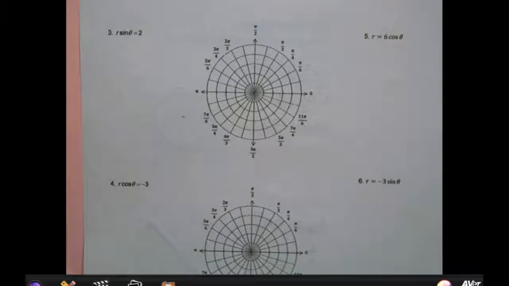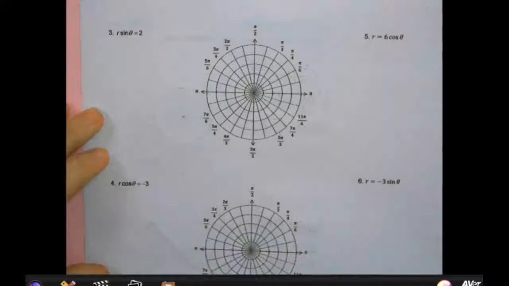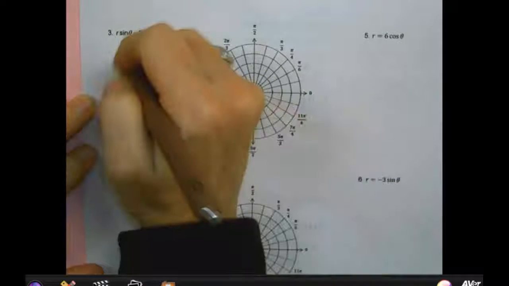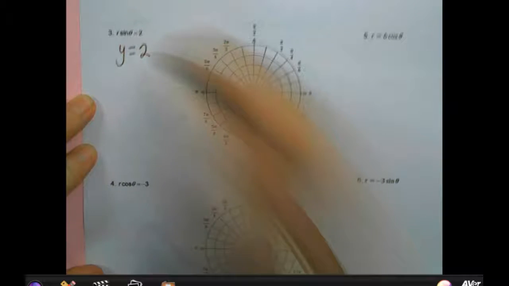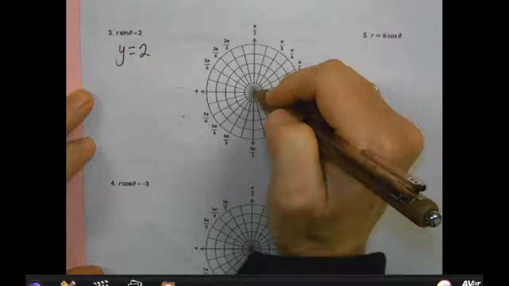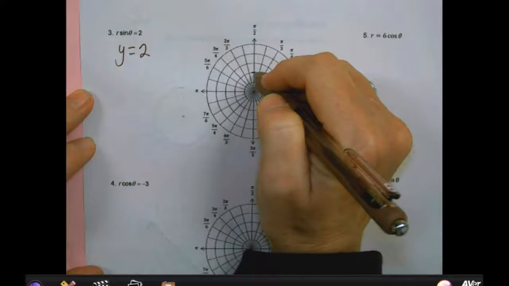So for those of you not wanting to change this to rectangular and doing this the easy way, how are you going to graph r sine of theta? What is r sine of theta, friends? Y equals 2. So this is going to be really, really difficult. Are you ready? Where is y equals 2? It's right here.